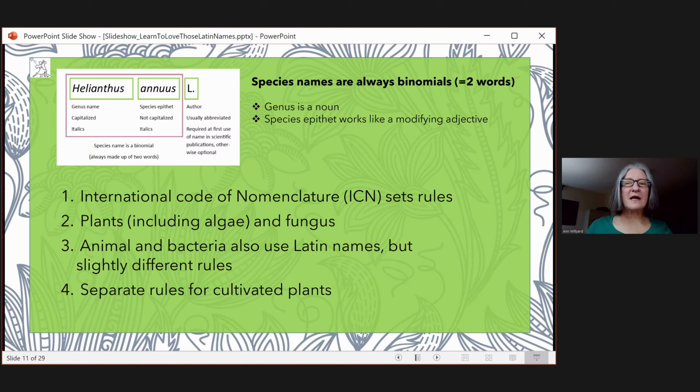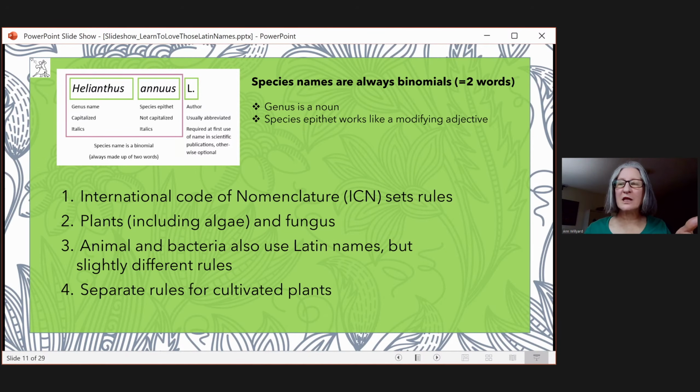Okay, let's talk about the binomials. So binomial just means two words. I want to make sure that you know that each species name is made up of two words. The first word is a genus, and that's always a noun. The second word, officially, and this is part of the ivory tower, is called the species epithet. The reason they call it an epithet is that it's usually an adjective, but it's not always in Latin grammar. And unless you love grammar, you don't need to know any more than that. You simply are going to use them the way they were published, right?